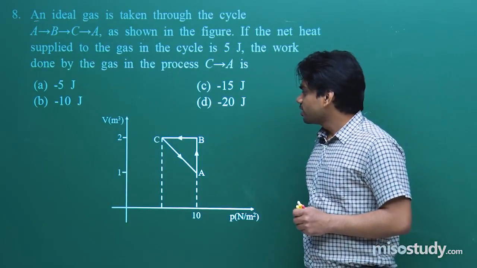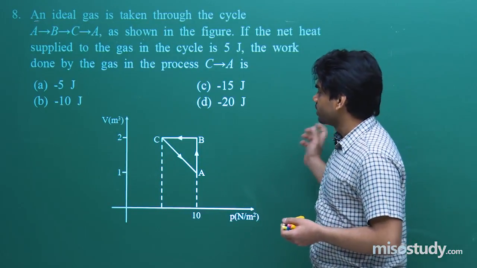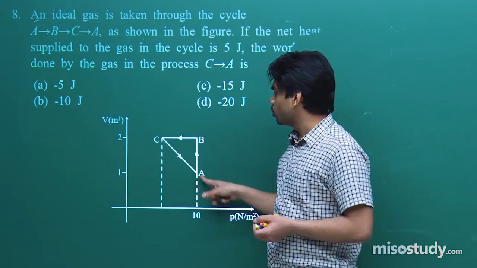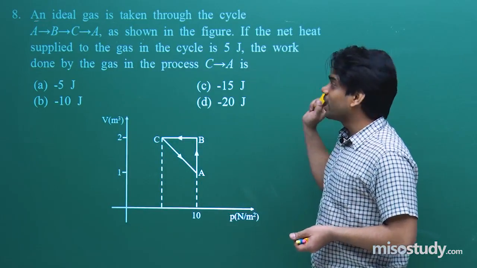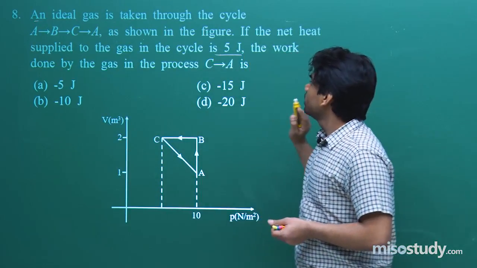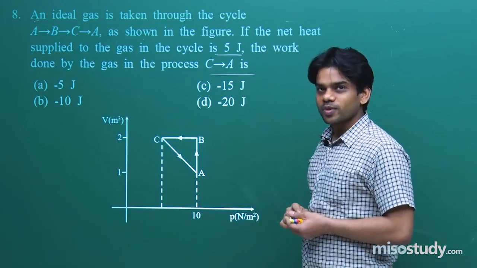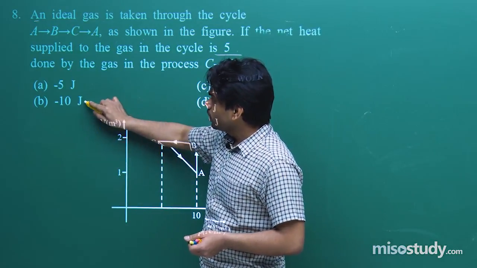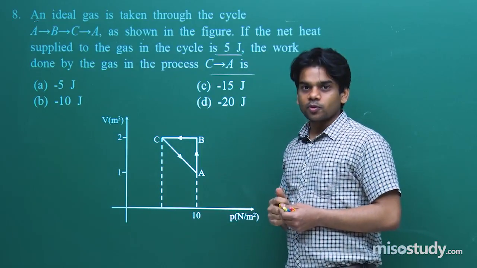8th question, this is a good question. An ideal gas is taken through the cycle A, B, C, A, so A to B to C to A as shown in the figure. If the net heat supplied to the gas in the cycle is 5 joule, the work done by the gas in the process C to A is: A, minus 5 joule, B, minus 10 joule, C, minus 15 joule, and D, minus 20 joule.